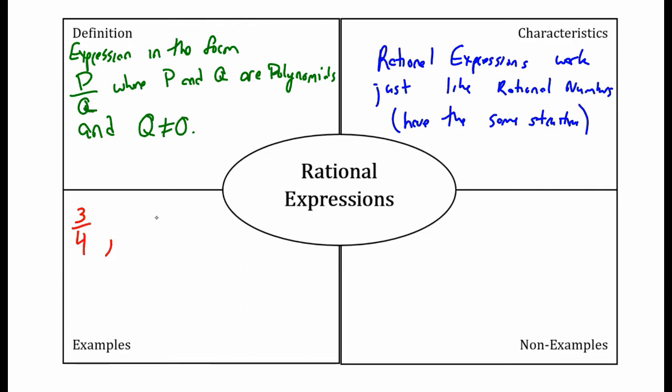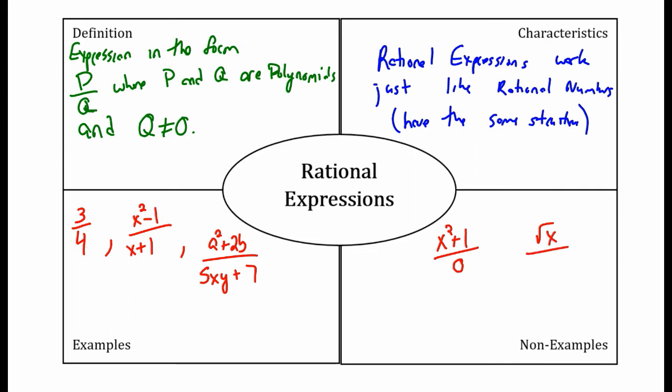both polynomials. x squared minus 1 over x plus 1. That's a rational expression. a squared plus 2b over, I don't know, 5xy plus 7. Anything as long as the bottom is not 0. So if I had x squared plus 1 over 0, that's a non-example because you can't divide by 0. If I had the square root of x over x plus 1, that's not, square root of x is not a polynomial. So the square root of x is not a polynomial, so it's not a rational expression.